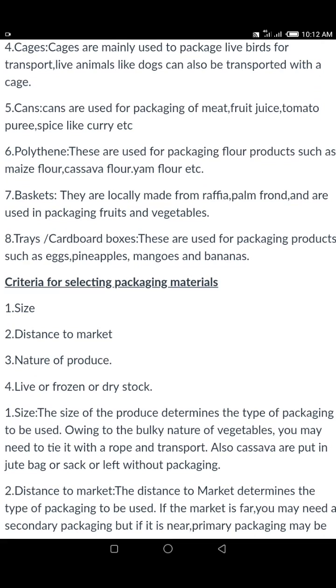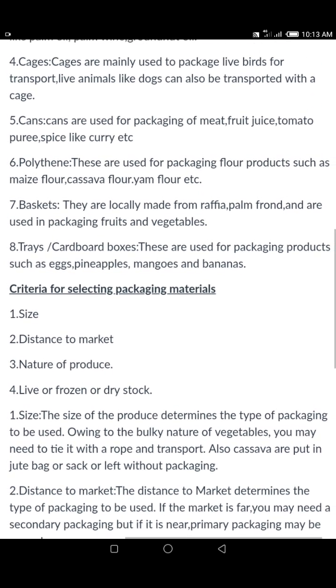Then we talk about the tray. Mostly we have the egg trays that are used in packaging eggs, or your cardboard boxes. These are used for packaging products like your eggs, your pineapples, your mangoes, and your bananas.